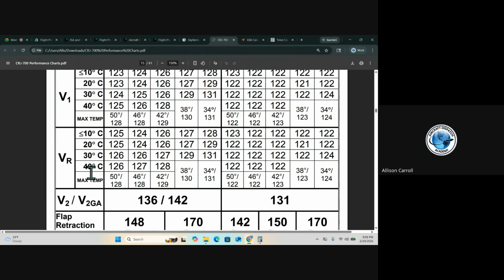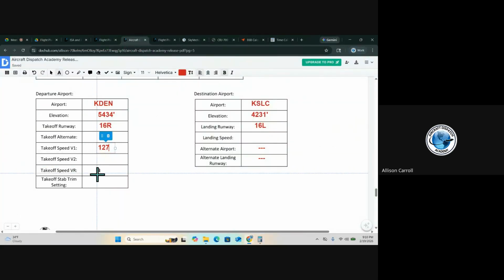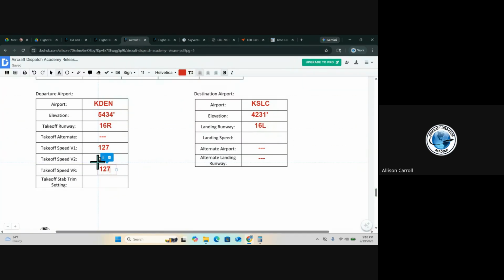Okay, our V2 and our VR. Pay attention to what you're looking at because the second table right here is actually for VR. It's not V2. So our VR right here, same process, the 6,000 column and then 18 degrees. Our VR is 127. And now V2 is this next line down. So V2 is this first number. Don't worry about the go around. GA is for go around. V2 right here, 136. That is our V2 speed.